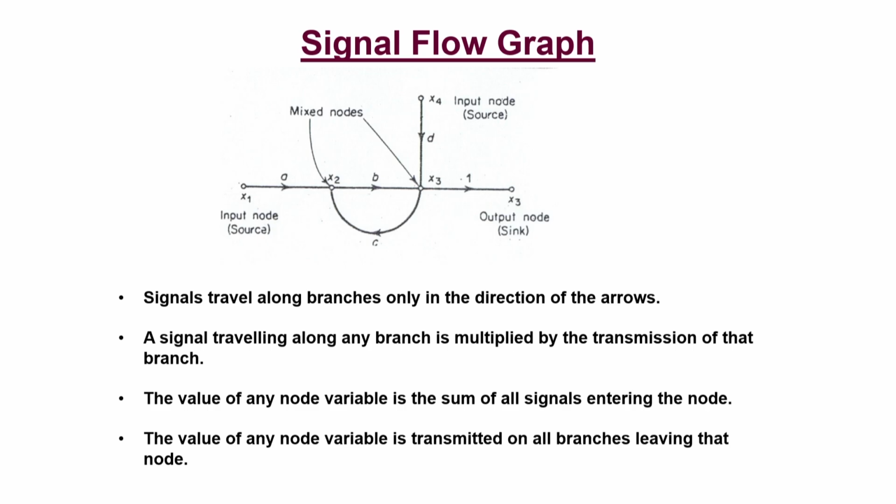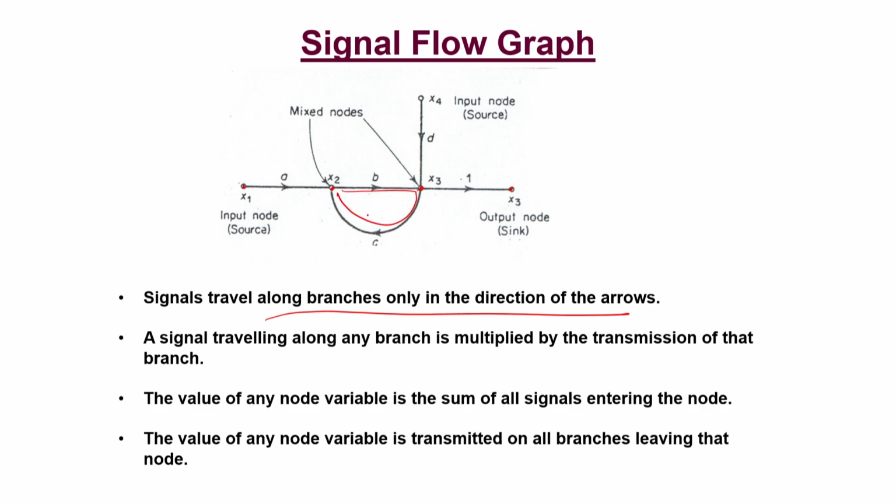So, you can see here that the input node is here and this is a mixed node, this is also a mixed node, another input is coming up and then x3 is the output node. So, signals travel along branches only in the direction of the arrows. Wherever the arrow is, that is the way the signal goes, and this is a loop. For example, this is a loop.